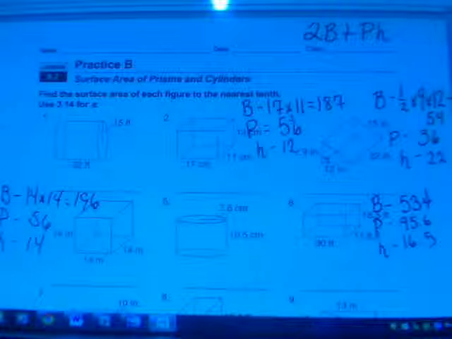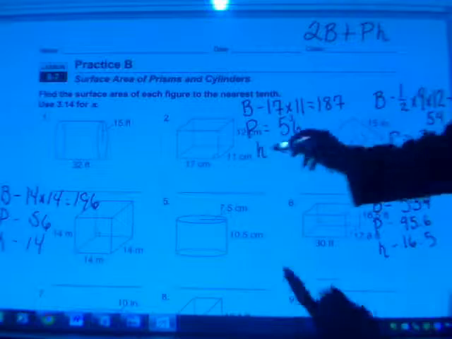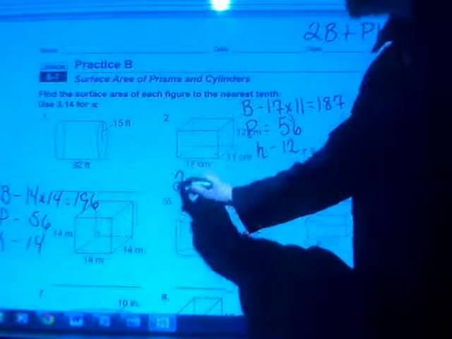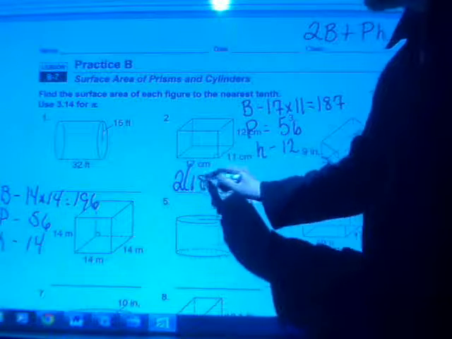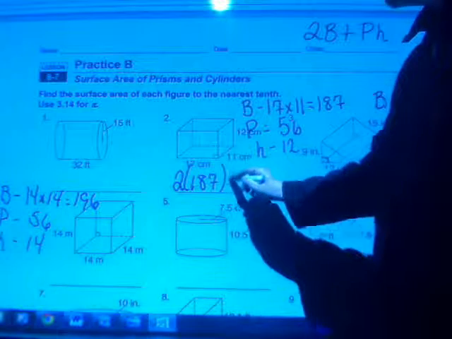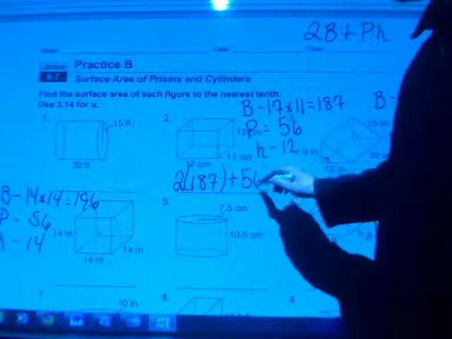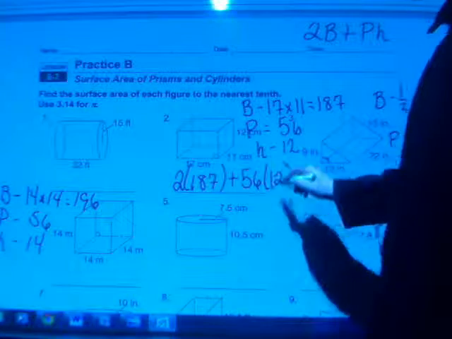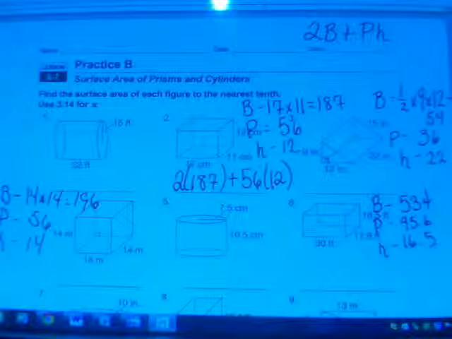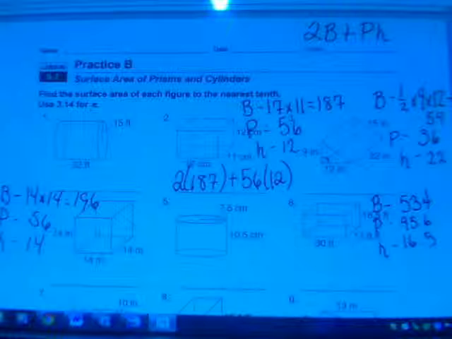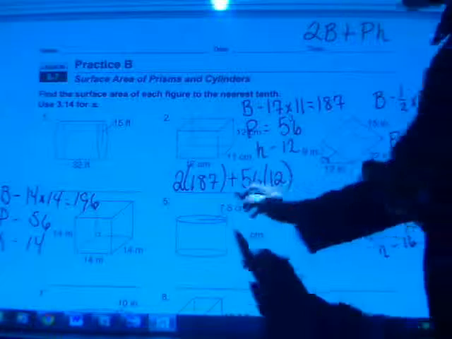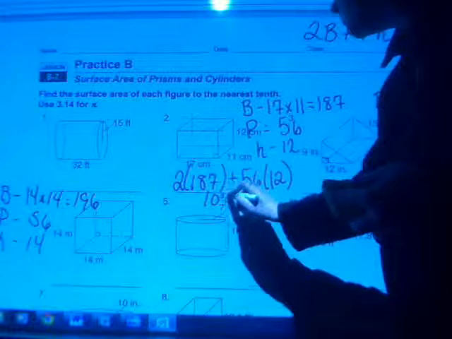Now we can dump our numbers into our formulas and solve here. So in number 2, we're going to go back and do 2 times 187. Remember, it's 2 times the B number plus the P number times the H number. And the only thing we want to do is make sure we use order of operations. Do our multiplications first, and then add those results together. And in this case, that's 1,046 centimeters squared.